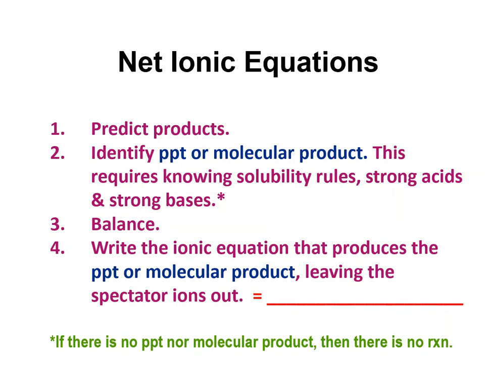Okay, so what you do is you predict the products, and we've done that for double replacement reactions. We look at the charges, come up with the products. You need to identify the precipitate or molecular product. Usually it's a precipitate, and you do this using your solubility rules. The molecular product, in our case, we will see with our neutralization reactions, and it will be water. And then balance. You could have done that earlier as well. Write the ionic equation, and so decide what's going to split apart.